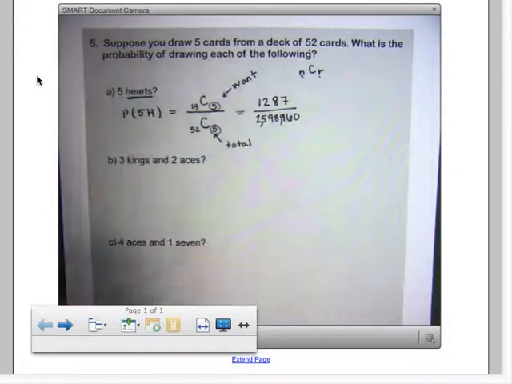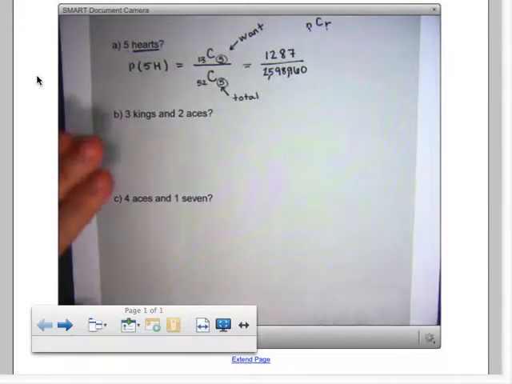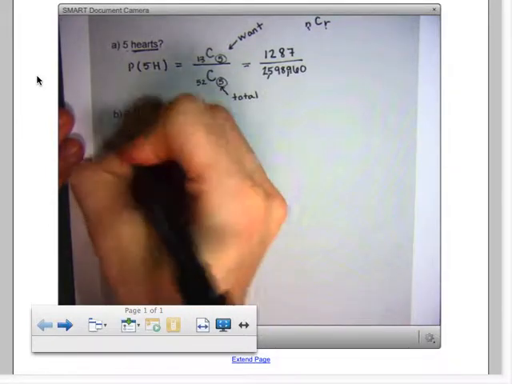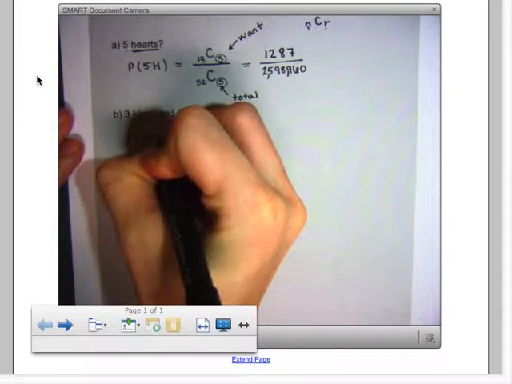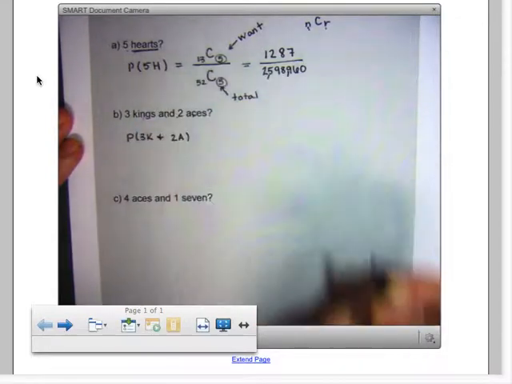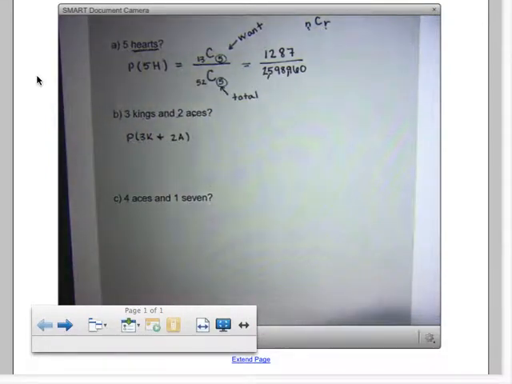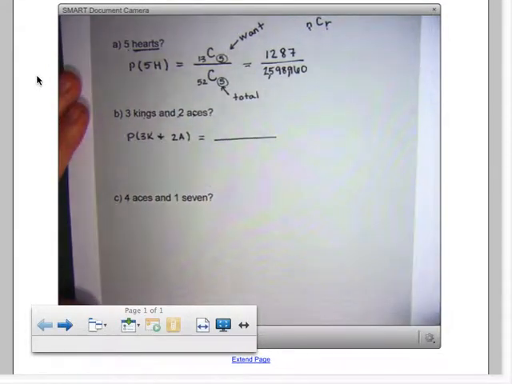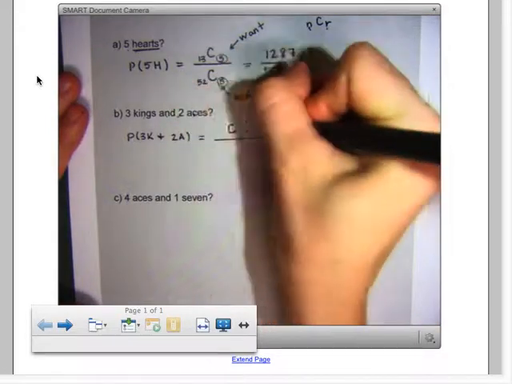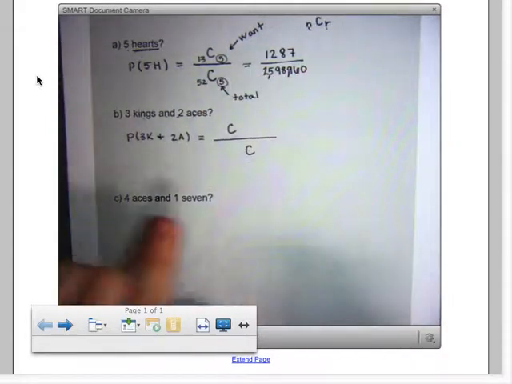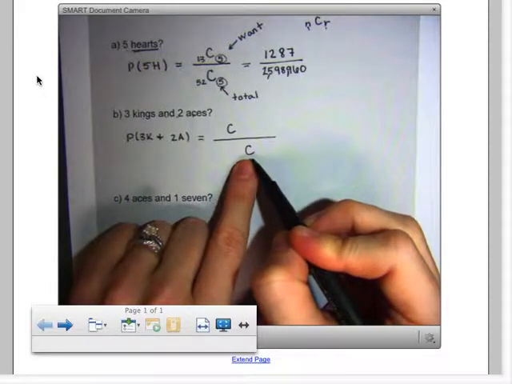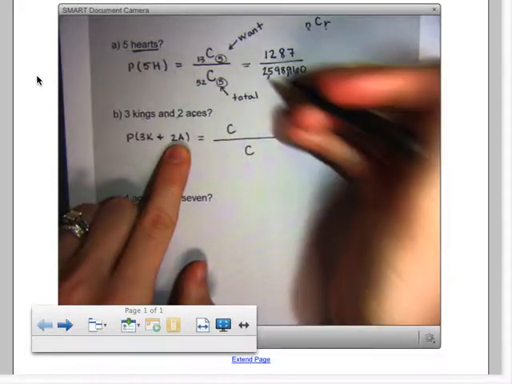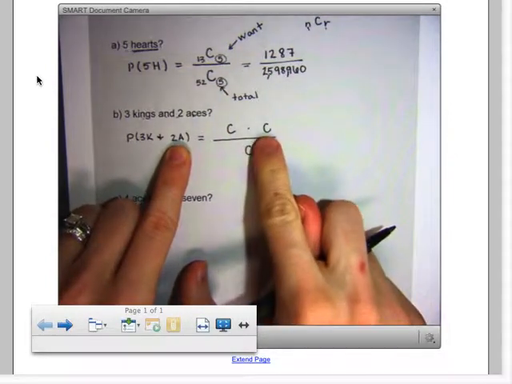We're going to do another one. For the second one, I want the probability of 3 kings and 2 aces. Again, it doesn't matter what order I draw them in, so I'm going to use combinations. I'm going to have one combination in my denominator for the total, and then one combination for my kings times one combination for my aces.